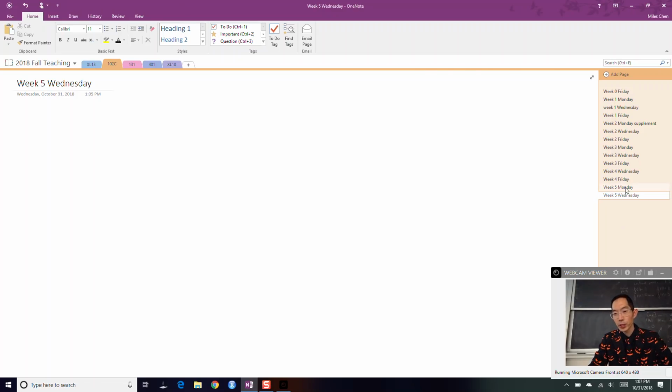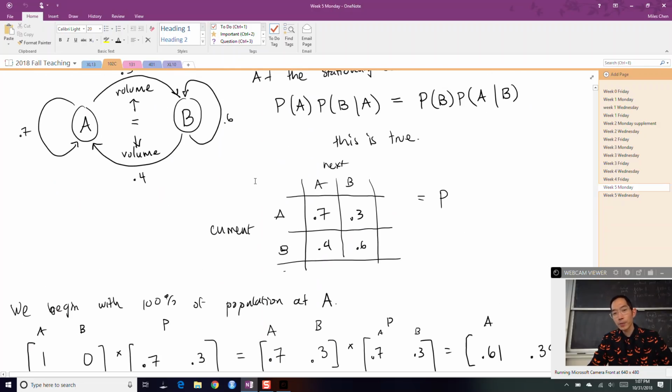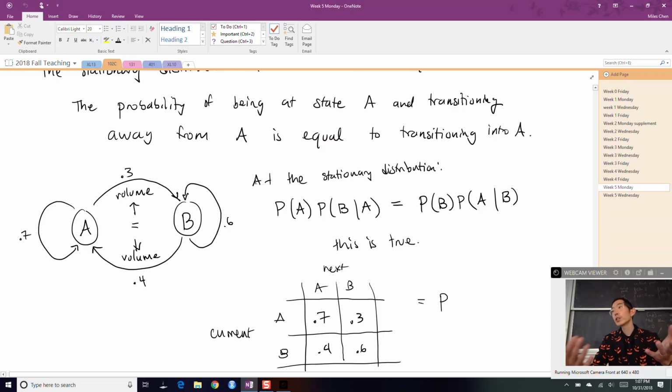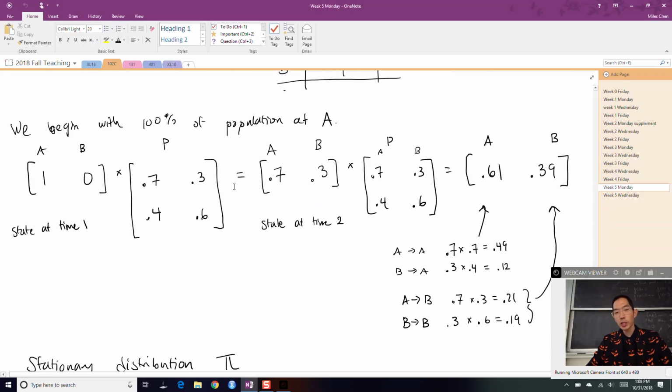Let's take a look. Okay, so we left off on Monday, and we said a Markov chain is defined by its transition kernel if it's a continuous thing, or a transition matrix if it's a discrete distribution, or if it's got discrete states. And we said the Markov chain, if it is irreducible and aperiodic, according to the ergodic theorem, will converge to its stationary distribution eventually, okay?